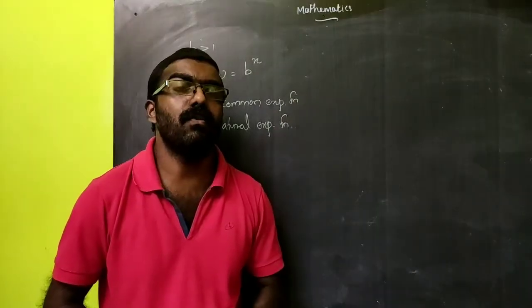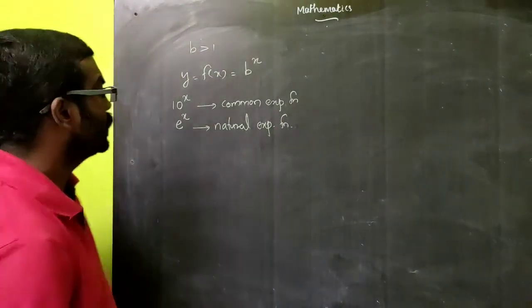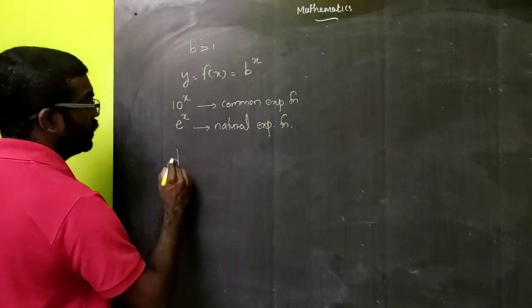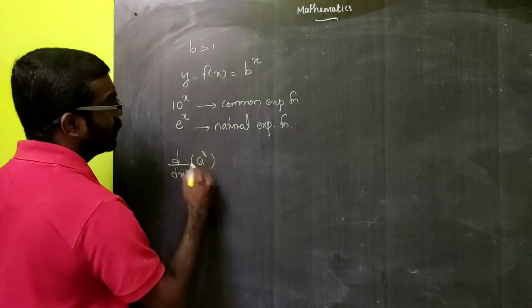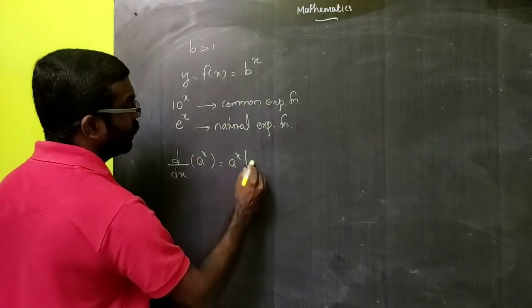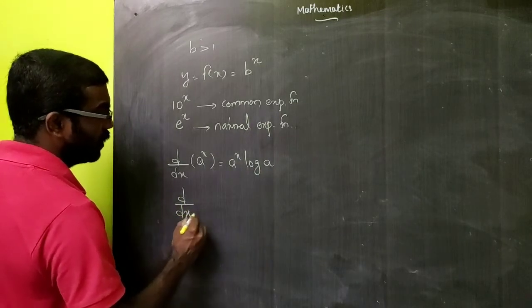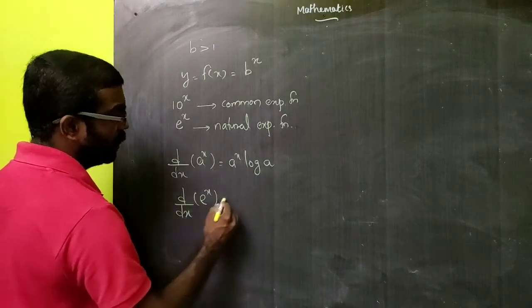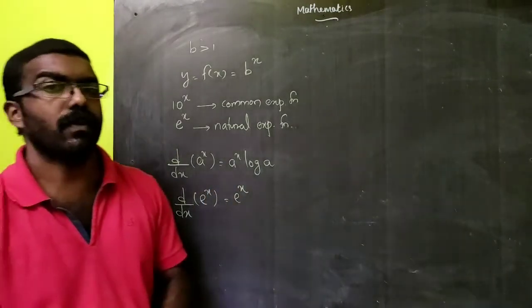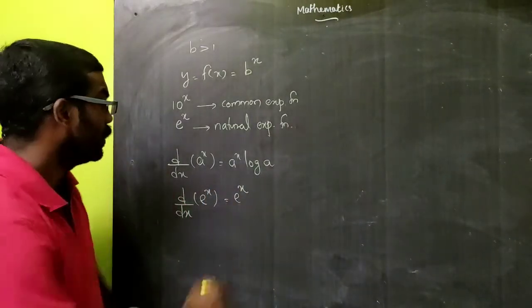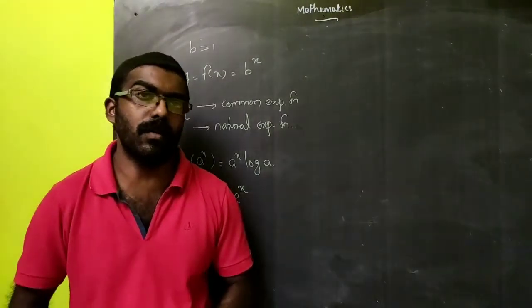Here we have formulas to find the derivatives of an exponential function. We have two formulas. One is d by dx of a raised to x is a raised to x into log a. The other one is d by dx of e raised to x is e raised to x itself. These are the two different formulas in this topic, exponential function. Next is the logarithmic function.